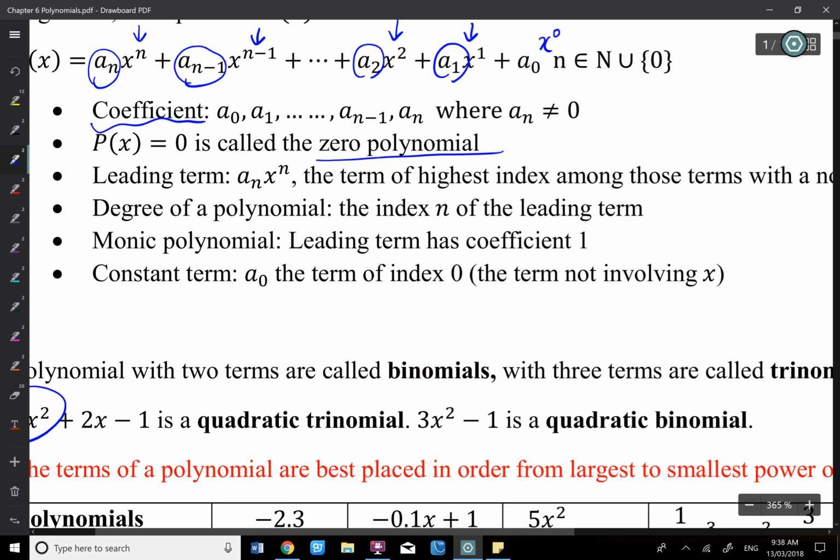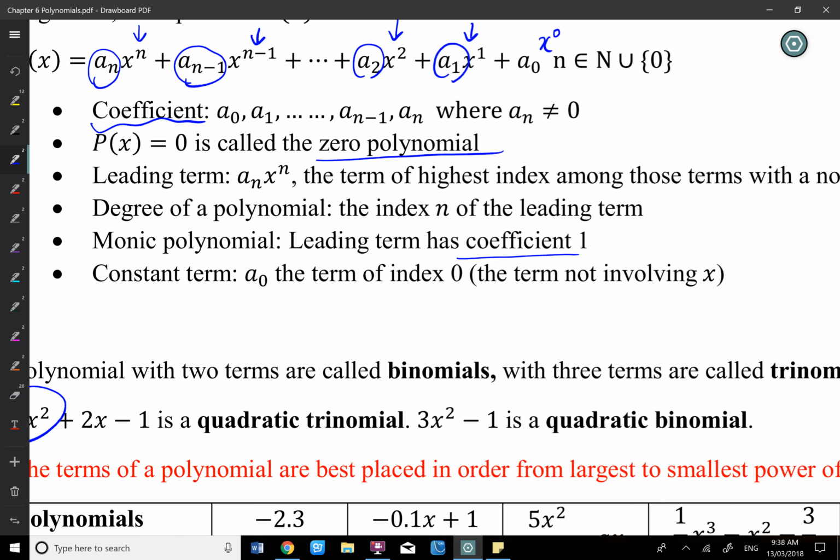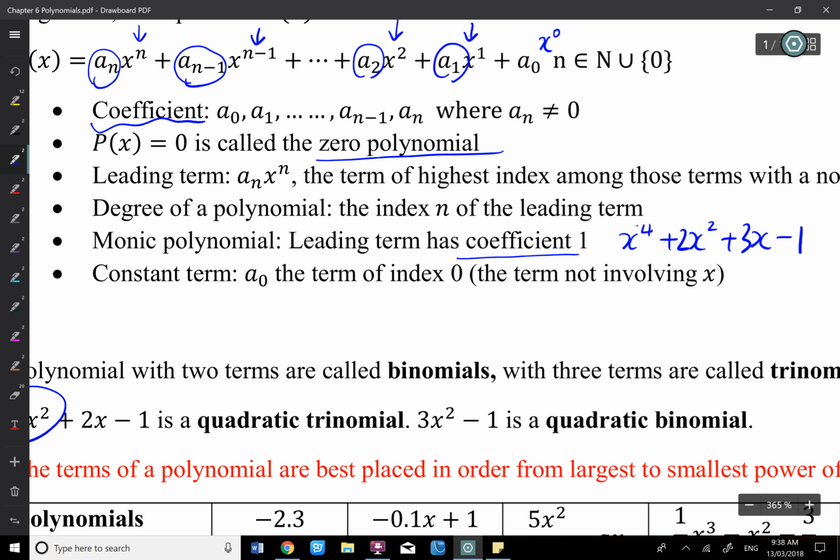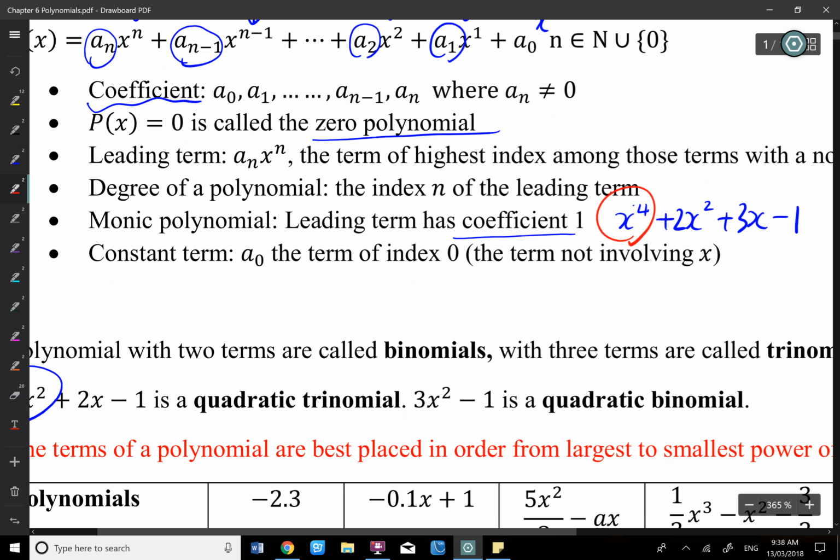What is a monic polynomial? A monic polynomial is one whose leading term has a coefficient of 1. So x to the power of 4 plus x to the power of 2 plus x minus 1. I could put a 3 somewhere else, but this is a monic polynomial because the leading term has a coefficient of 1.